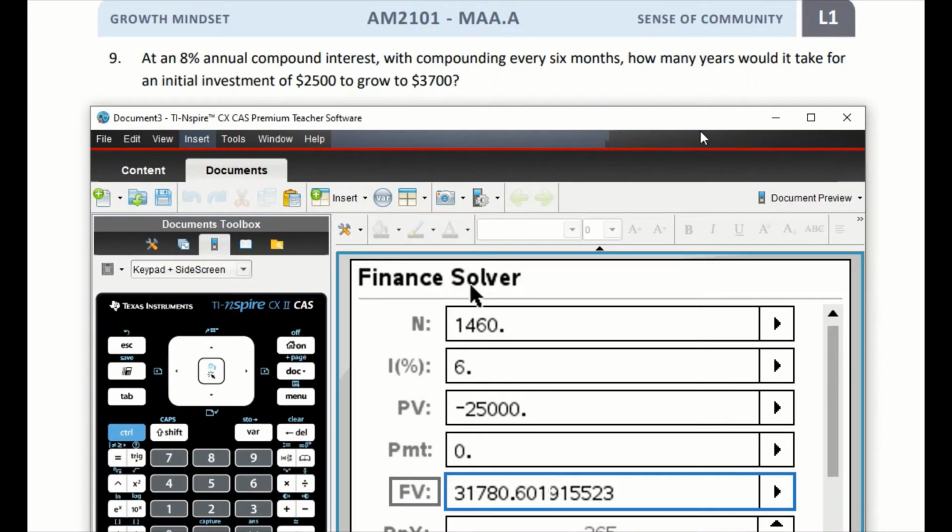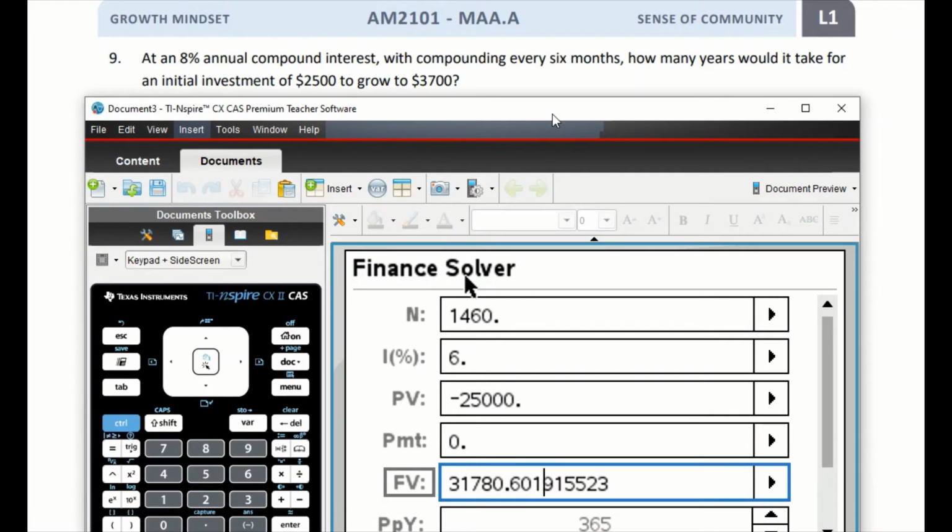Alright, let's look at number 9. So this is the one that the question wants us to find out how many years will it take for the investment to grow from 2,500 to 3,700, right? Okay, so in this case, we do not have our N, because we do not know how many years. So that's the N that we are finding. Then you can move on to the interest rate here. You are given the 8% annual compound interest. So that's why 8. Okay, so present value, negative 2500. Payment 0 as well. FV, after the number of years, you are going to get 3700, right?